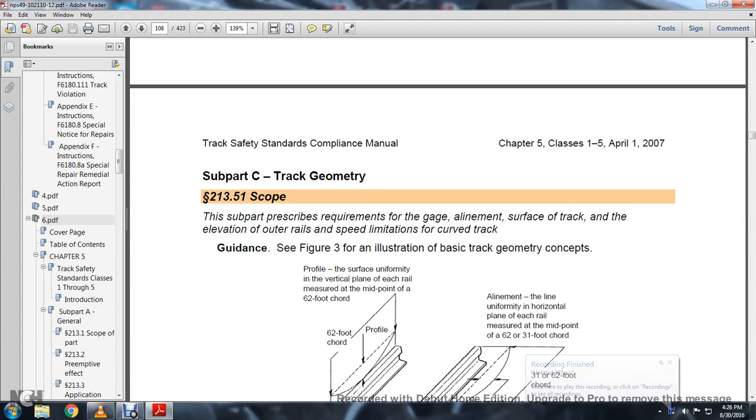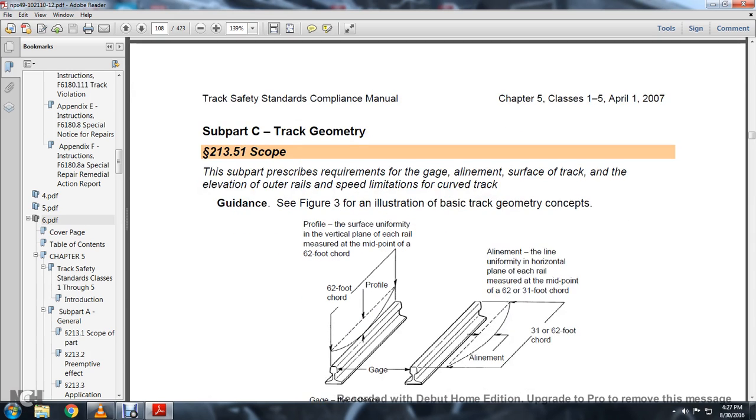All right, Track Safety Standards Compliance Manual, Chapter 5, Classes 1 through 5, April 1st, 2007. Subpart C, Track Geometry, 213.51 Scope. The subpart prescribes the requirements for the gauge, alignment, surface of the track, the elevation of outer rails, and speed limitations of the curved track. Guidance C, Figure 3 for the illustration of basic track geometry concepts.